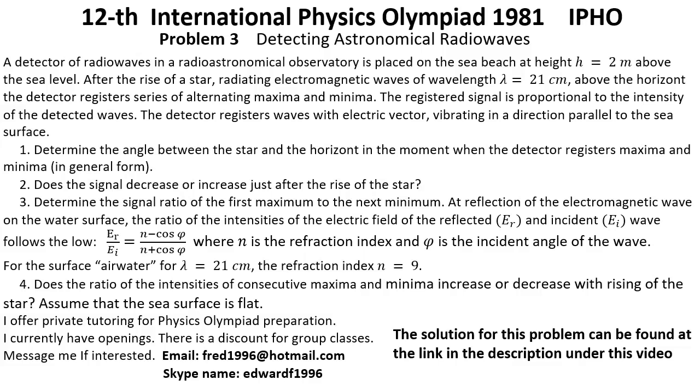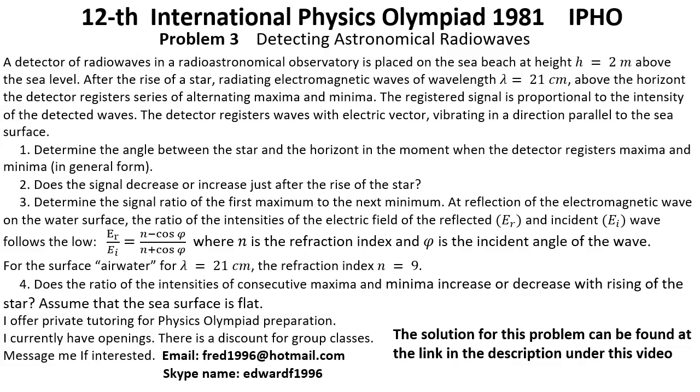Question number 1. Determine the angle between the star and the horizon in the moment when the detector registers maxima and minima in general form. Question number 2. Does the signal decrease or increase just after the rise of a star? Question number 3. Determine the signal ratio of the first maximum to the next minimum.